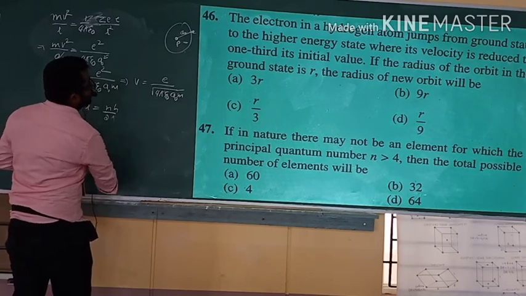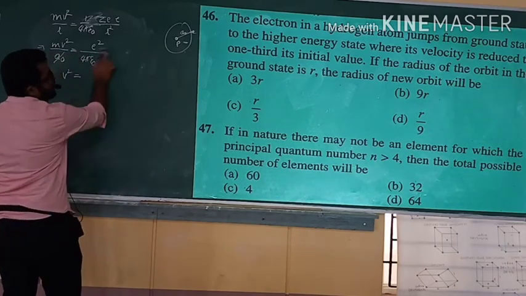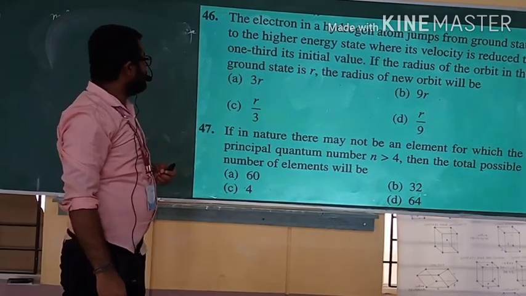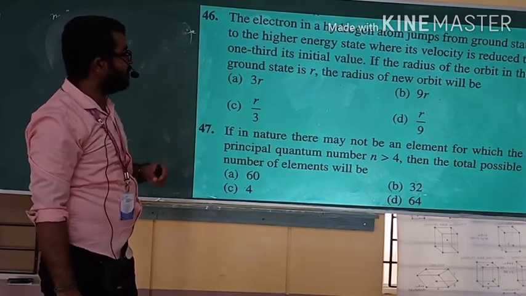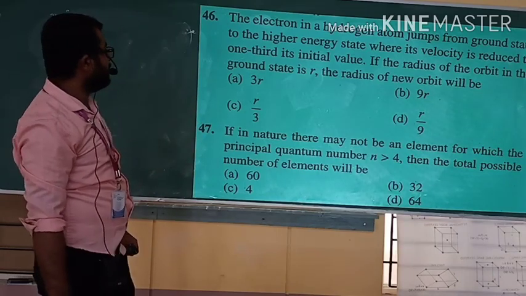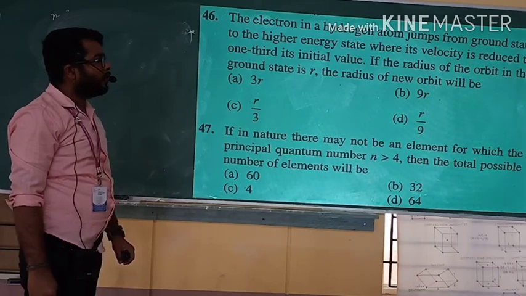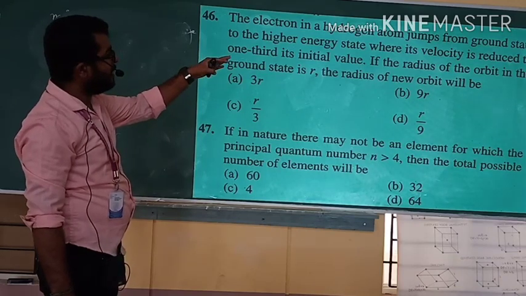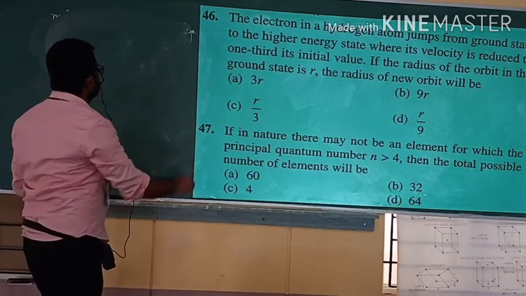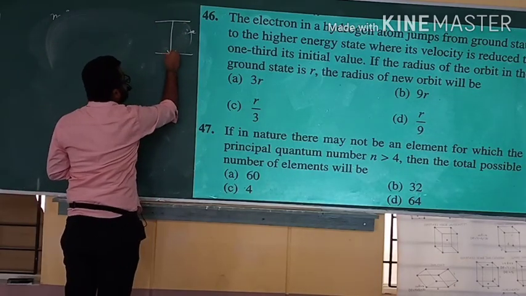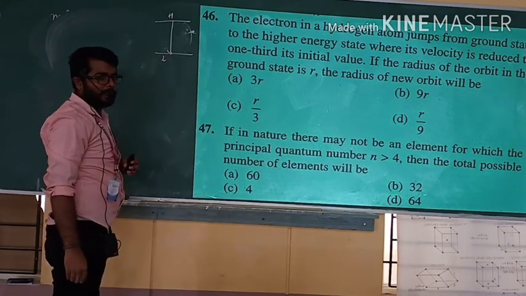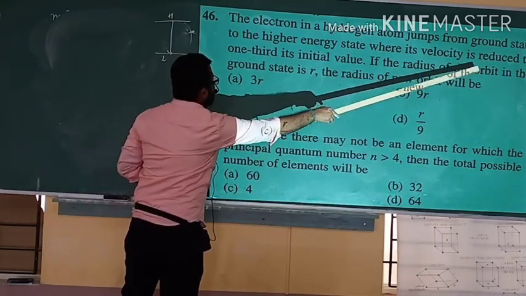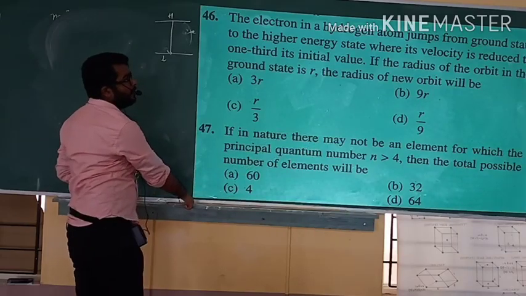So next problem, 46. The electron in a hydrogen atom jumps from the ground state to a higher energy state where its velocity is reduced to 1/3 of its initial value. If the radius of the orbit in the ground state is r, the radius of the new orbit will be? So we are asked to find out the radius. First, look at what is given: the electron goes from the lower energy state to the higher energy state. So this will be higher energy, this will be lower energy. It is where the velocity is reduced to 1/3 of the initial value.